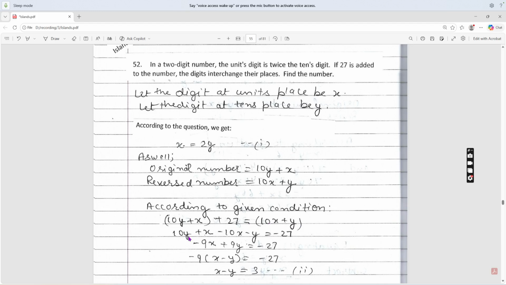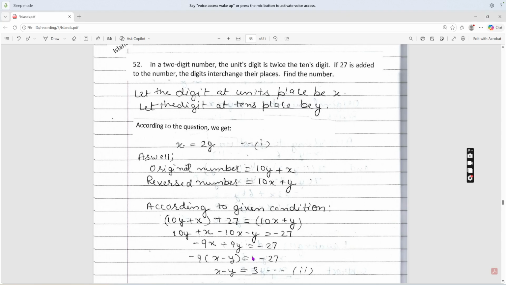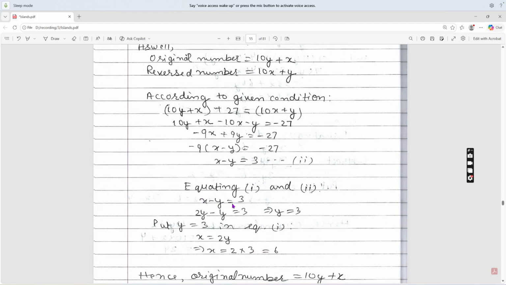Now just open the bracket. 10y plus x is equal to... So very clearly we can see according to the question, when 27 is added to the original number, the digits are changed, and we get the new number which is equal to 10x plus y. Simply solve it as it is in front of you on the screen. It is just a shuffling only. So we are getting x minus y is equal to 3. Now we are going to equate x minus y is equal to 3. And here we can do one thing.